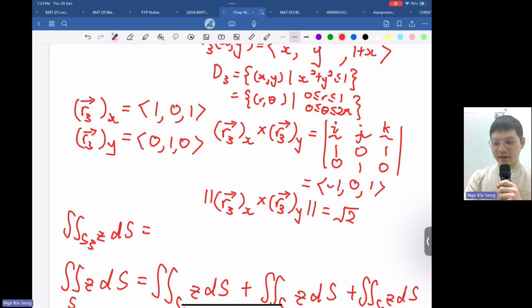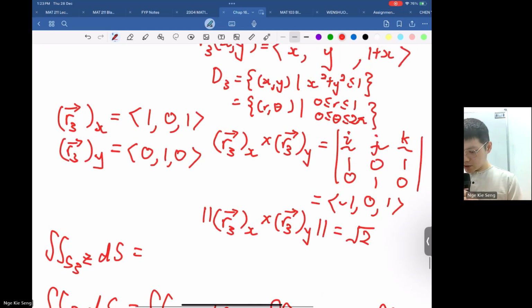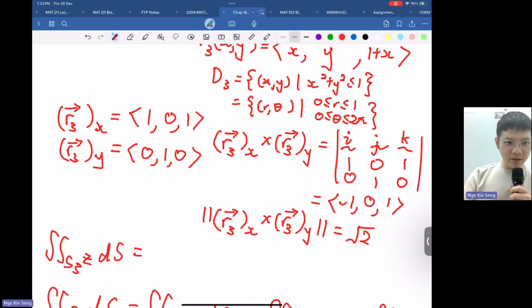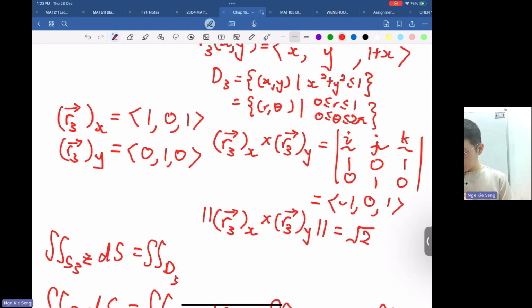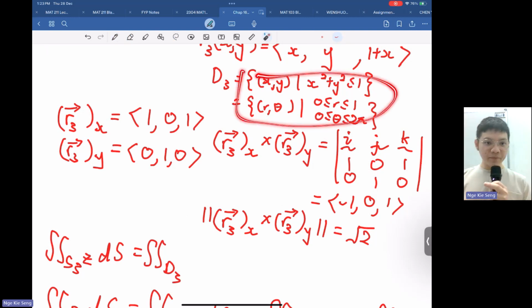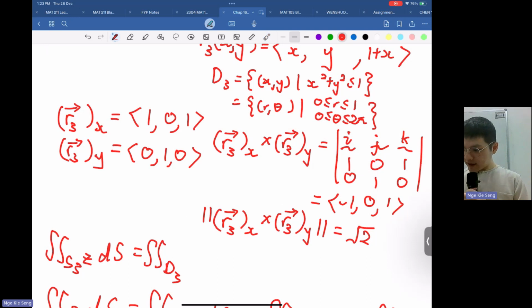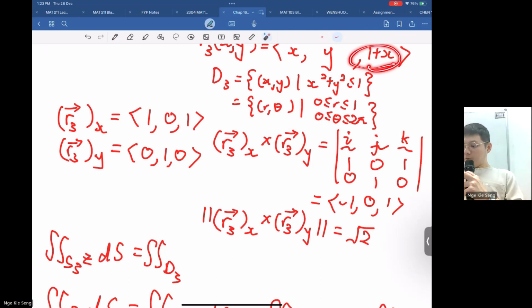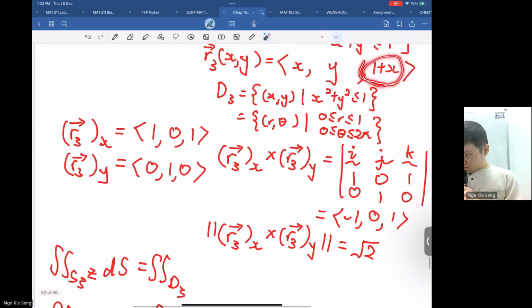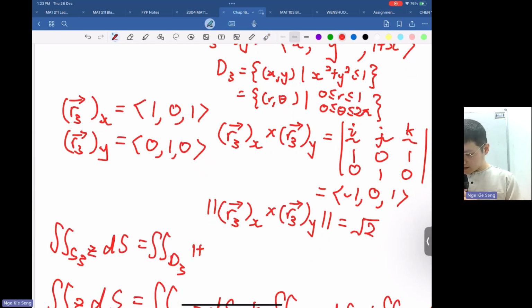Okay, so recall what's the definition of a surface integral? We change variable. We change the surface to a two-dimensional domain, which is the D we fix here. Then my z will become what? My z will apply on the parametric equation that we have for z, which is 1 plus x.